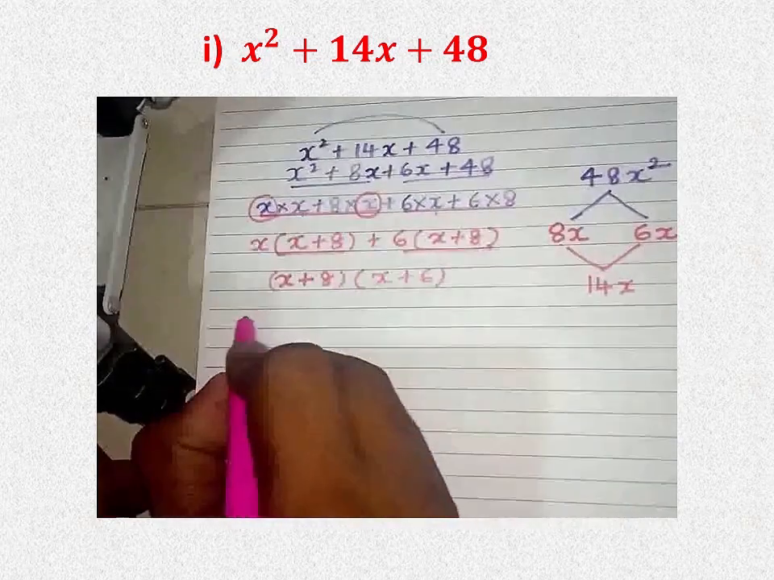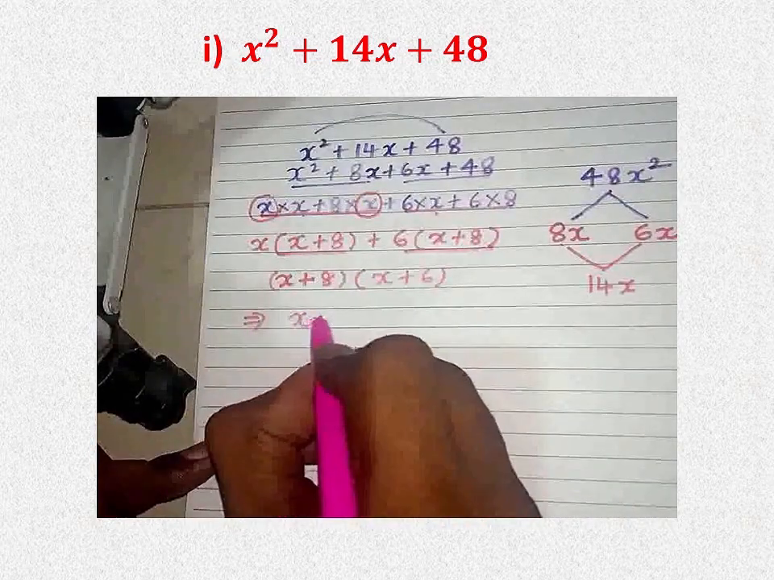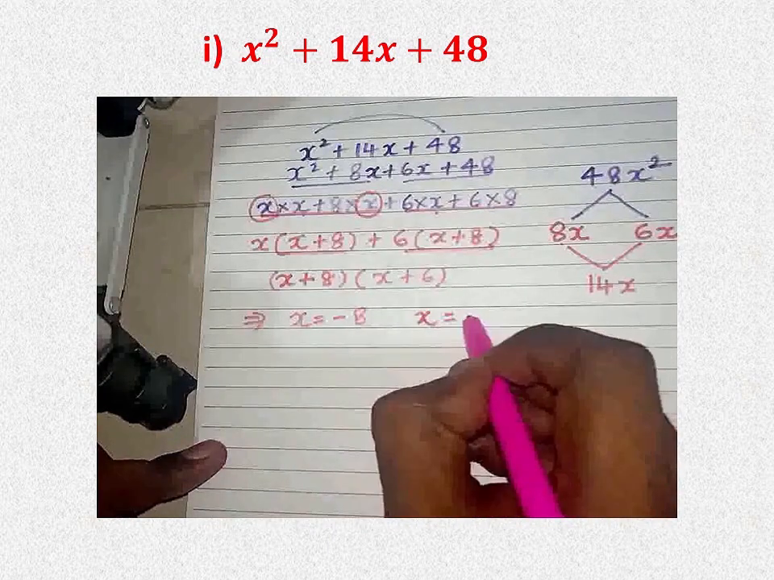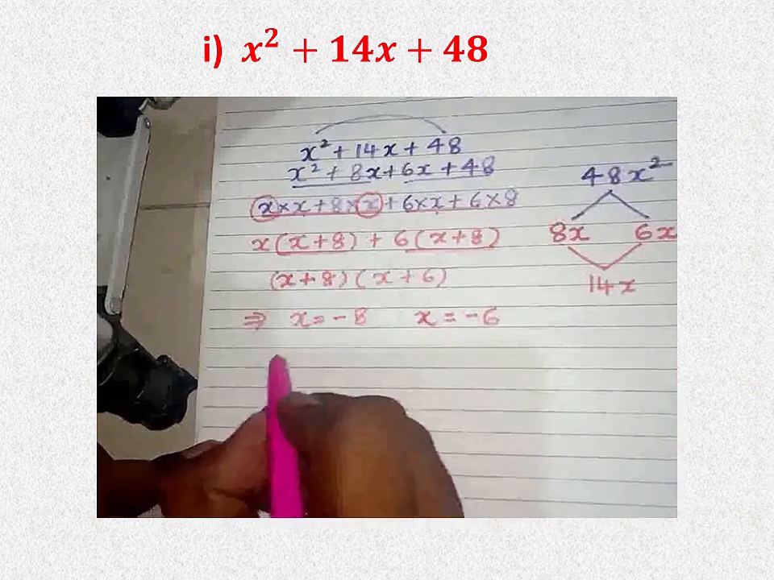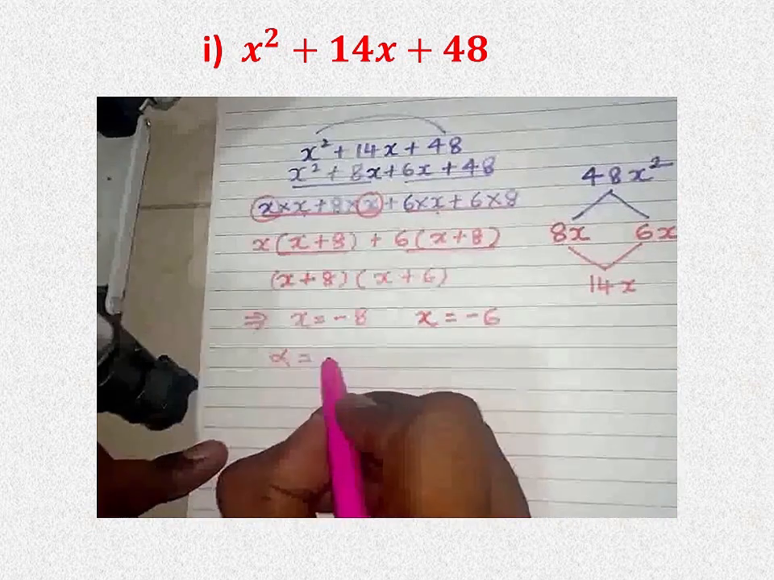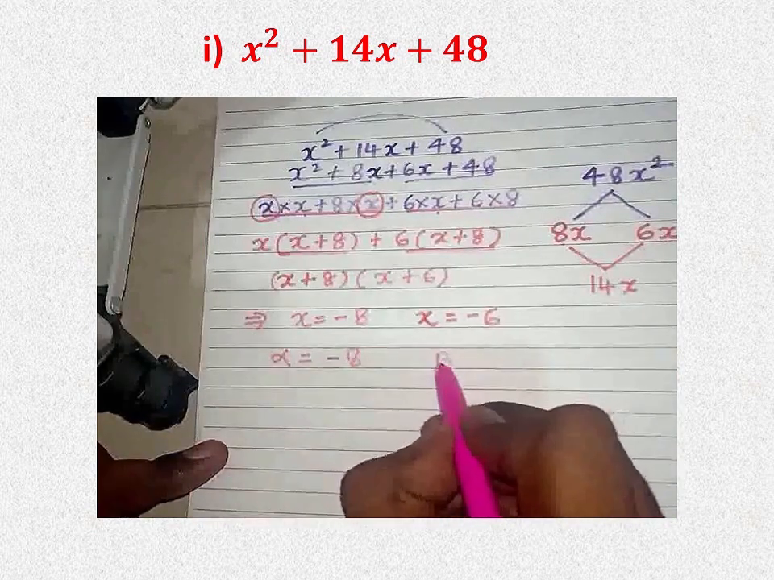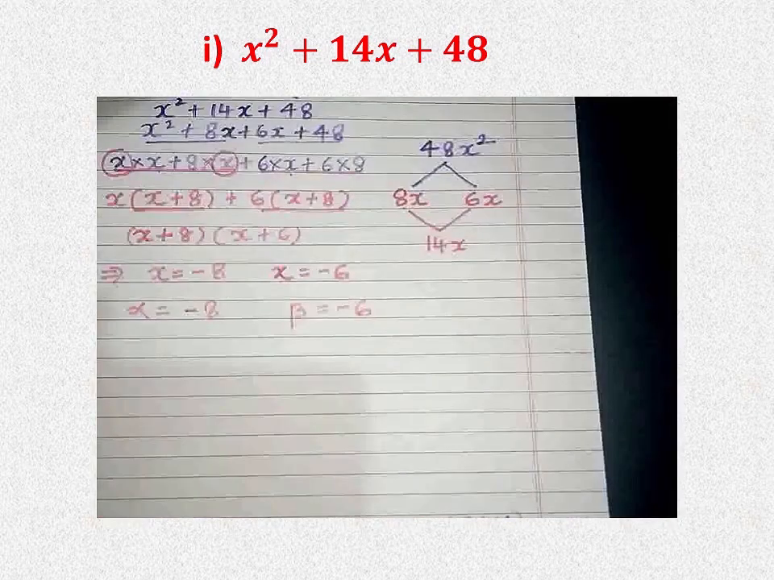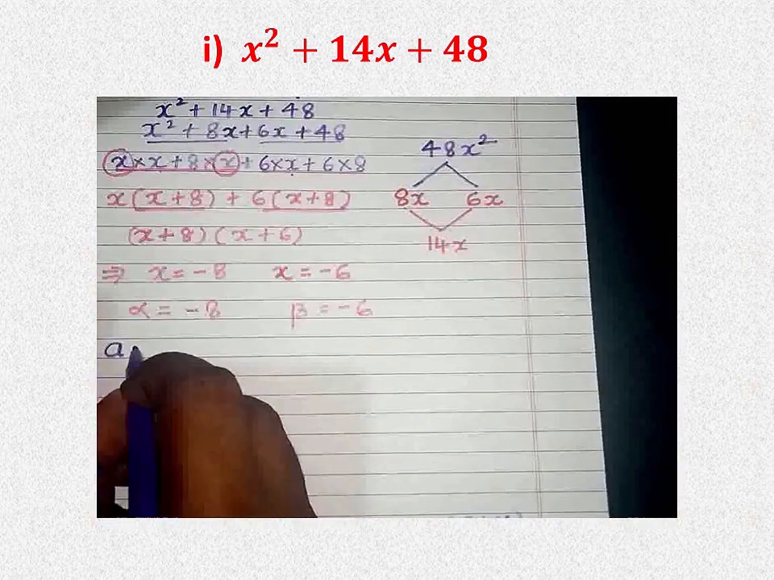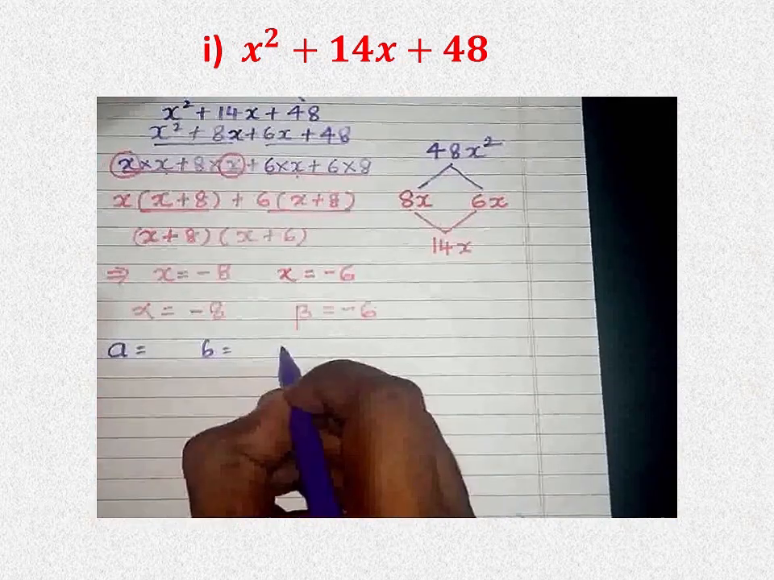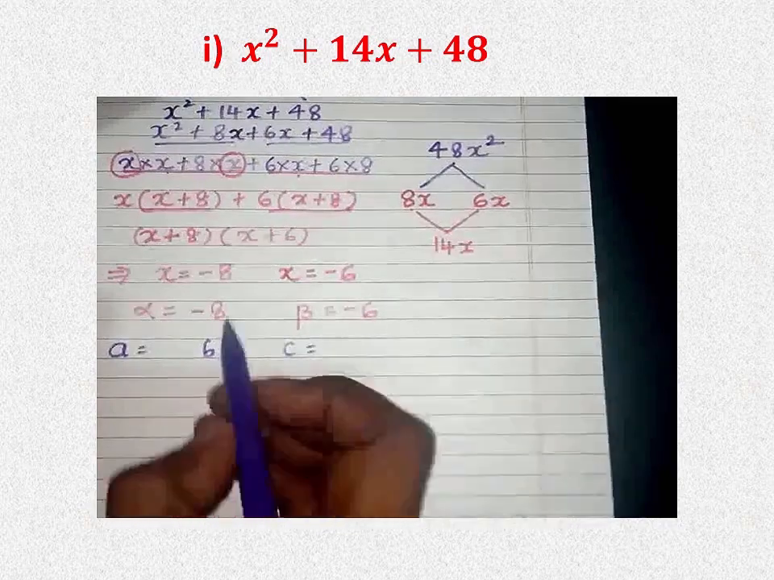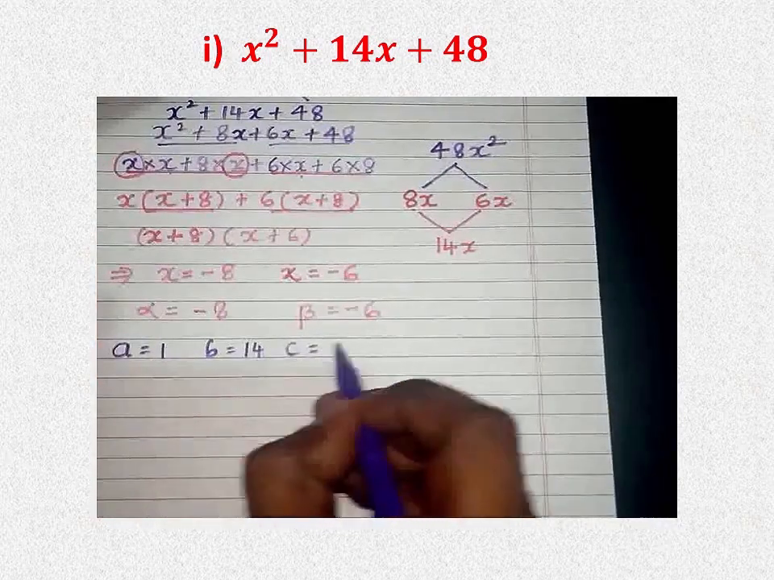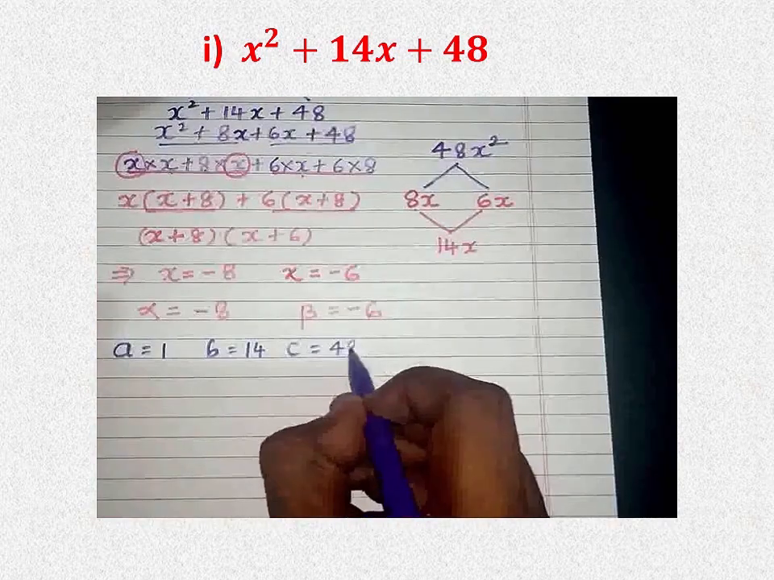Now equating to 0 will give you x plus 8 equals 0. After shifting, you will get x equals minus 8. In the same way, x equals minus 6. The zeros are minus 8 and minus 6. So alpha equals minus 8, beta equals minus 6. Now the verification part: we need to find the values of a, b and c of the polynomial. The value of a is the coefficient of x square, that is 1. b is the coefficient of x, that is 14. c is the constant 48.